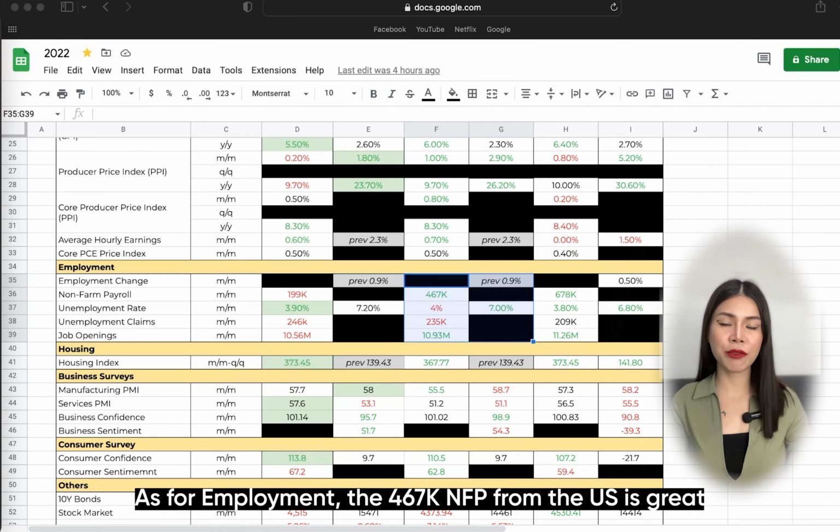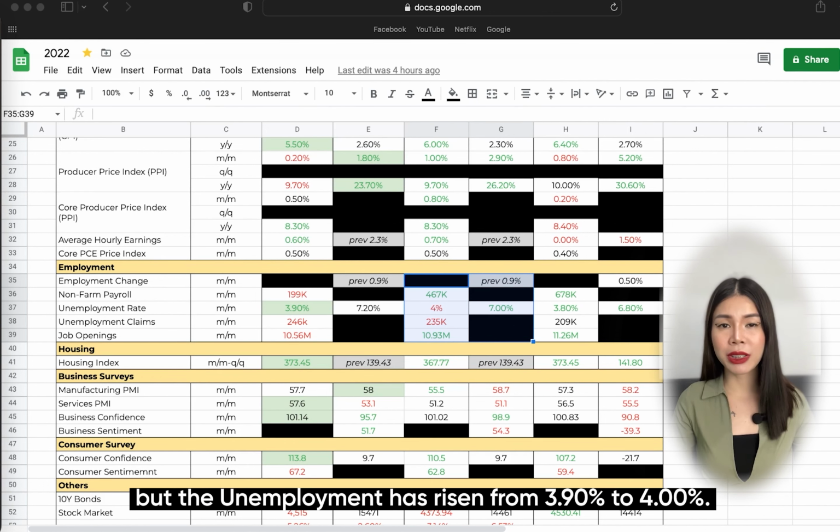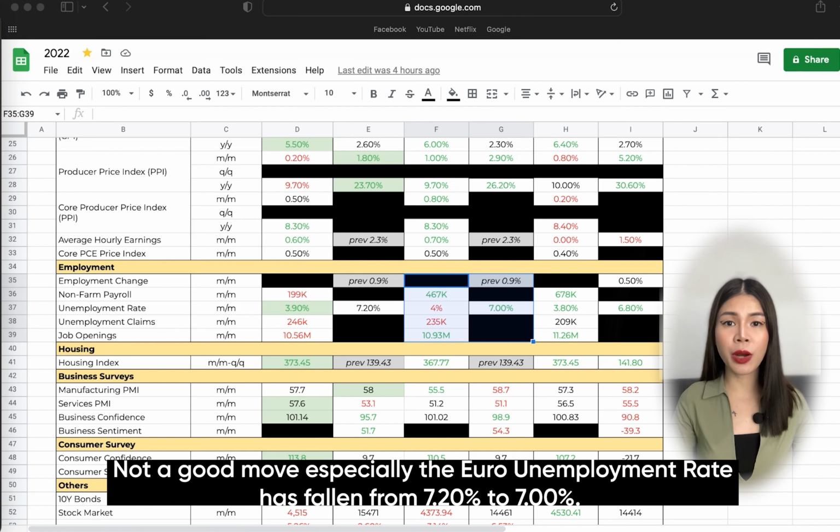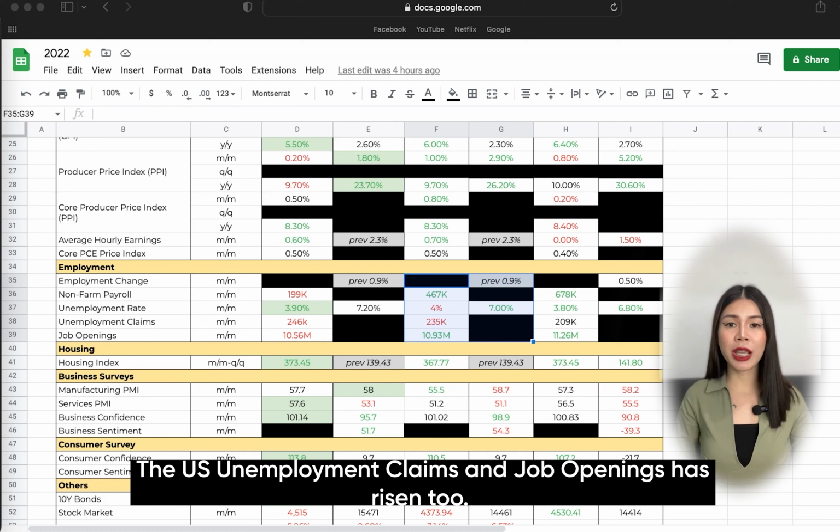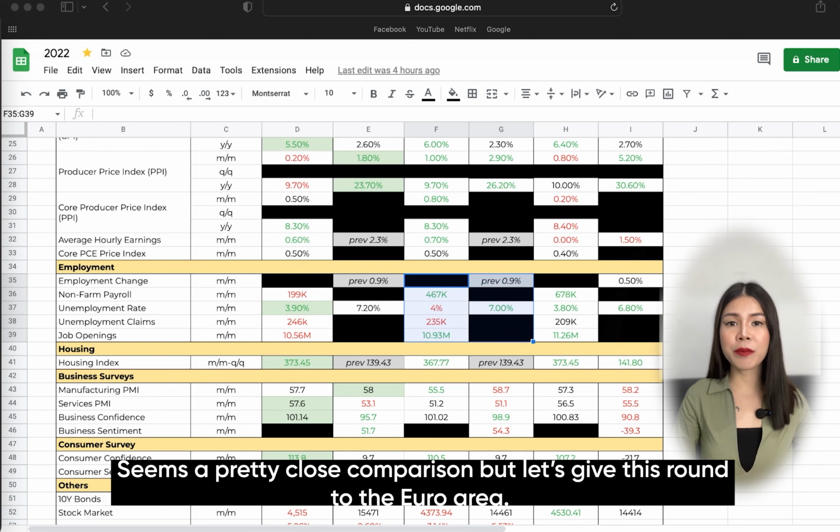As for employment, the 467,000 NFP from the US is great, but the unemployment rate has risen from 3.9% to 4%. Not a good move, especially since the Euro unemployment rate has fallen from 7.2% to 7%. The US unemployment claims and job openings have risen too. It seems a pretty close comparison, but let's give this round to the Euro area.